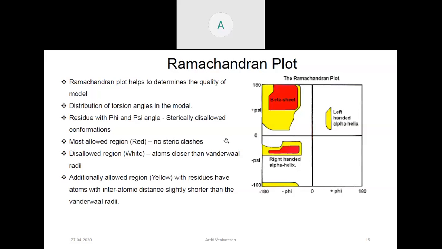Hello, Arthi. Yeah, it was good that you explained all the technical terms with the Ramachandran plot, but I also want to give a simple explanation.